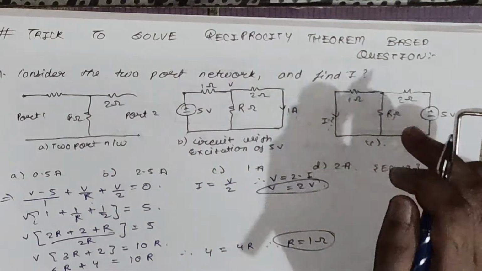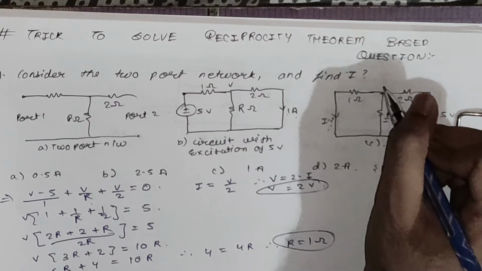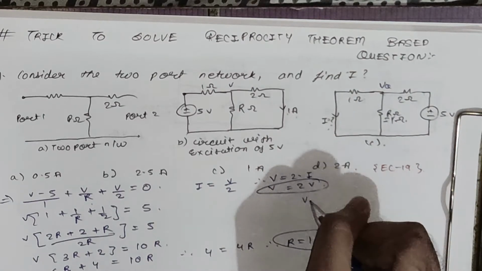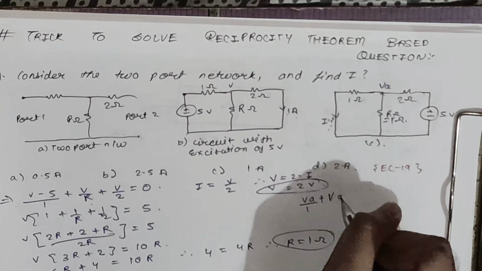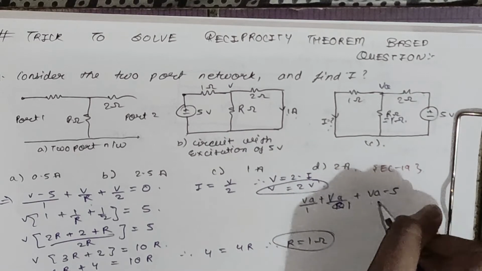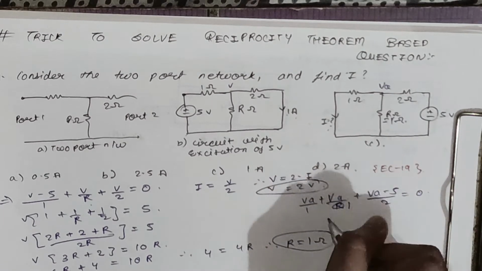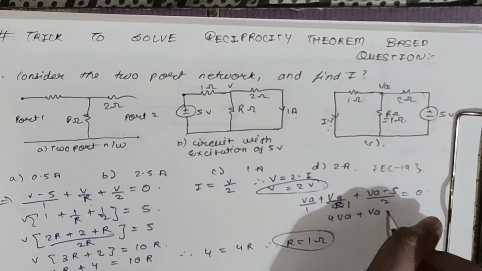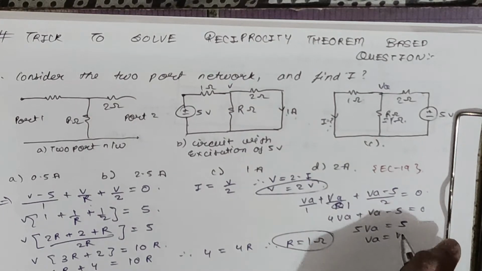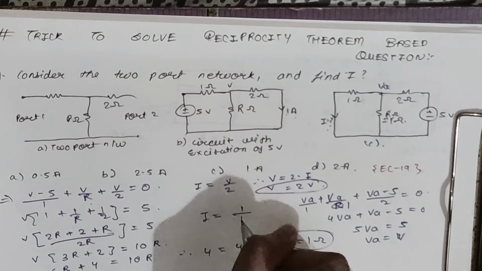Now we have the value of R, and we can find the value of I easily. This R is 1 ohm. If we apply KCL here, let us say this node voltage is VA. We get VA upon 1 plus VA upon R, where R is 1, plus (VA minus 5) upon 2 equals 0. If we multiply by 2, we get 2VA plus 2VA, which is 4VA, plus VA minus 5 equals 0. So 5VA equals 5, which means VA is 1 volt. Now we know this voltage, we can find this current easily. I will be 1 upon 1, which is 1 ampere.